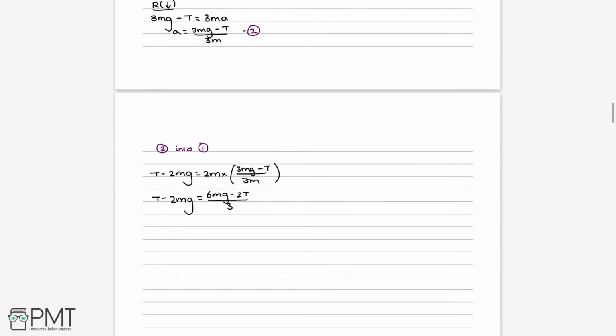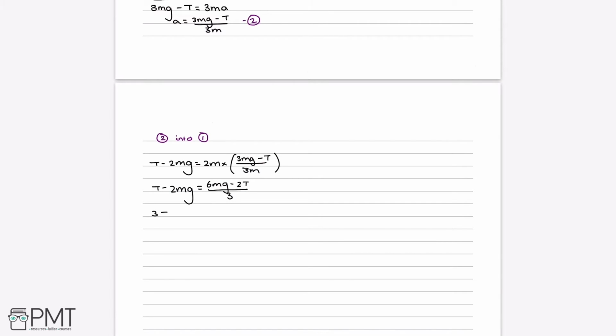And now, if we times both sides by 3, we're left with 3T minus 6mg is equal to 6mg take away 2T. And so if we want to bring all the T's on one side and everything else on the other side, we add 2T to both sides and then add 6mg to both sides, and we get T's on the left hand side. So we have 5T is equal to 12mg. And then if we divide both sides by 5, we're left with T equals 12mg over 5, which is the form that the question asks for us to give the tension in.